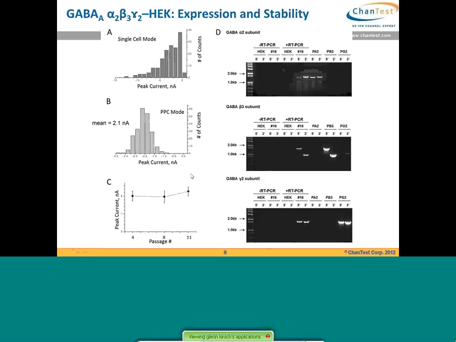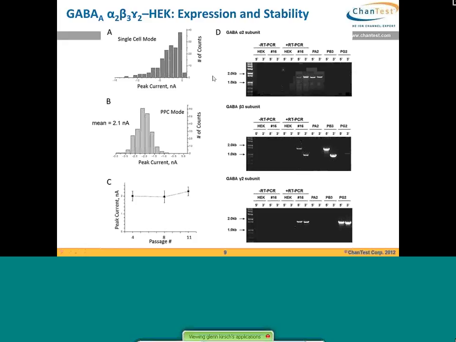For various passages post-thaw, we did RT-PCR, and this shows some of the controls and some of the results from that. You can see that when we probe with subunit-specific probes for the alpha subunit, the alpha 2, we get a good signal. Beta 3 is there, and the gamma 2 is clearly present.